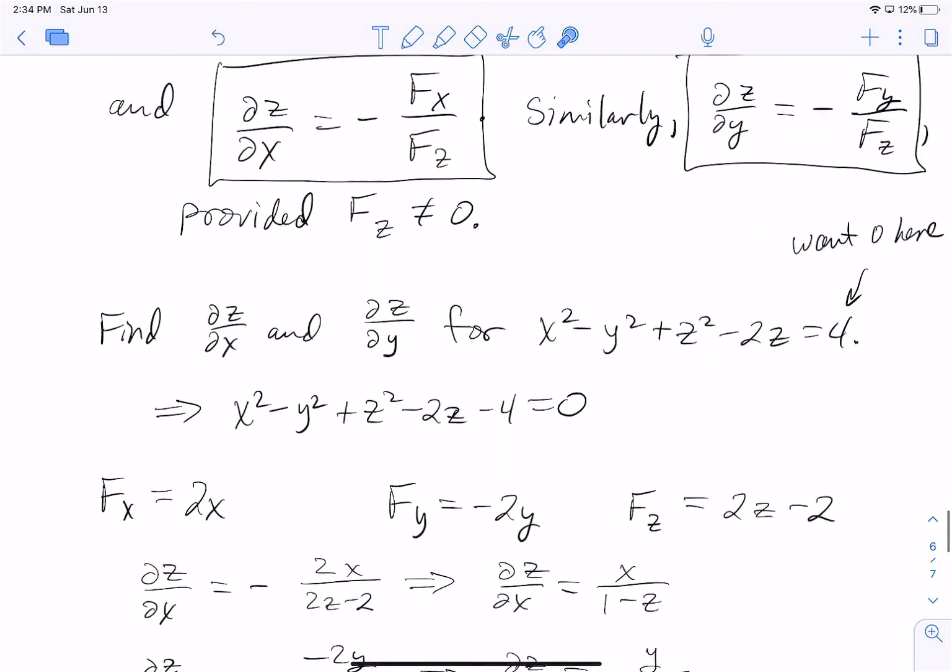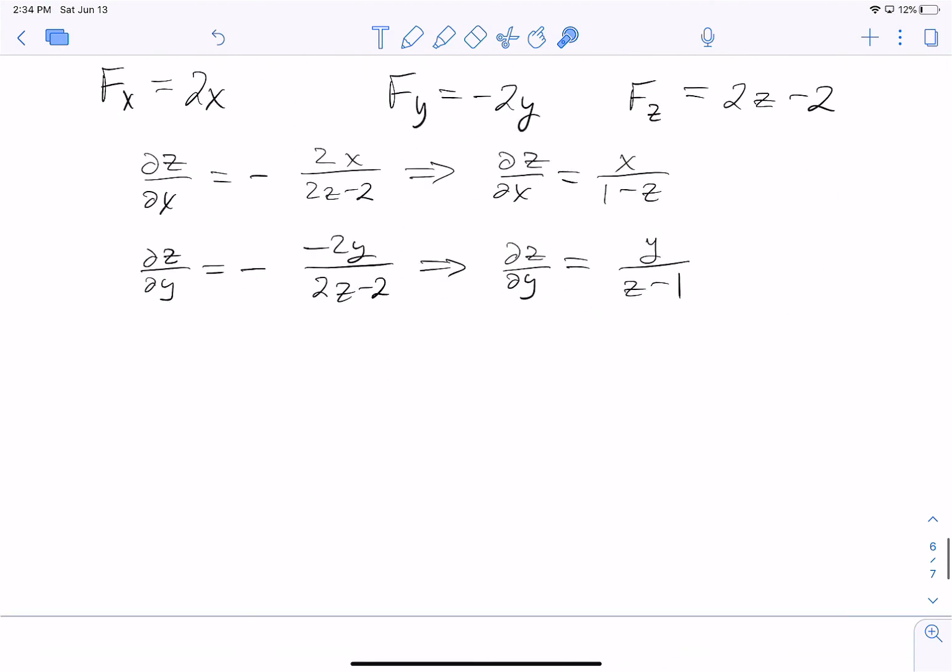Using the expressions that we have, negative partial with respect to x divided by partial with respect to z, we get that the partial of z with respect to x is equal to the negative of 2x divided by 2z minus 2. Dividing out the 2's and then applying the negative to the denominator, we get that the partial of z with respect to x is x over 1 minus z. Likewise, the partial of z with respect to y is the negative of negative 2y divided by 2z minus 2. Dividing out the 2's and letting the negatives offset each other, we get that the partial of z with respect to y is equal to y over z minus 1.